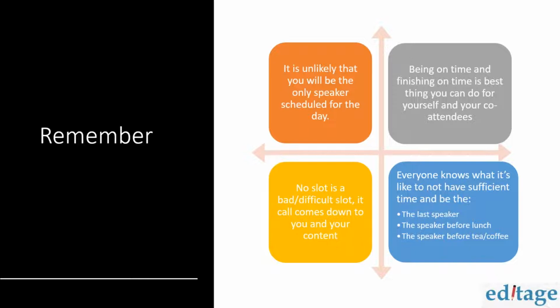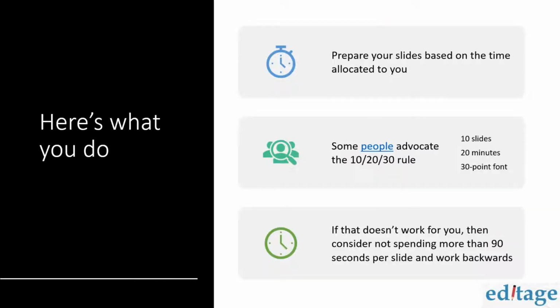And what you can do additionally is this: prepare your slides based on the time allocated to you, right? Before your conference begins, every conference makes it a point to tell you very clearly as to how much time you'll be allotted on stage. It could be 10 minutes, it could be 15 minutes, it could be 20 minutes, it could be 40 minutes, 45 minutes, right? A lot of the times, the amount of time people are given on average is between 20 and 45 minutes.